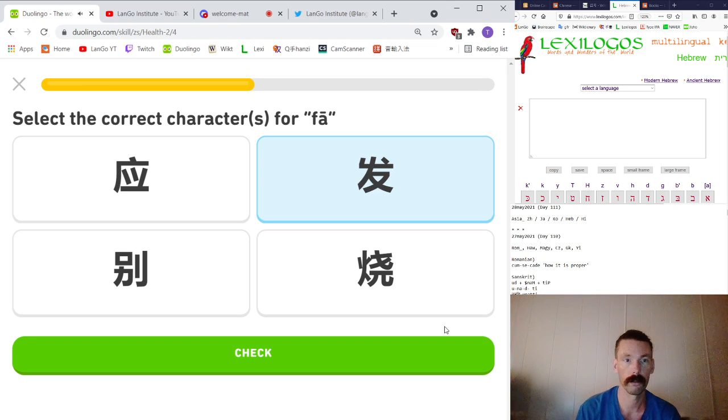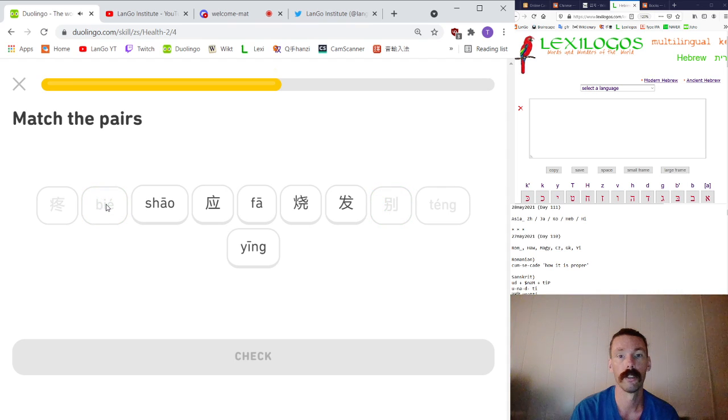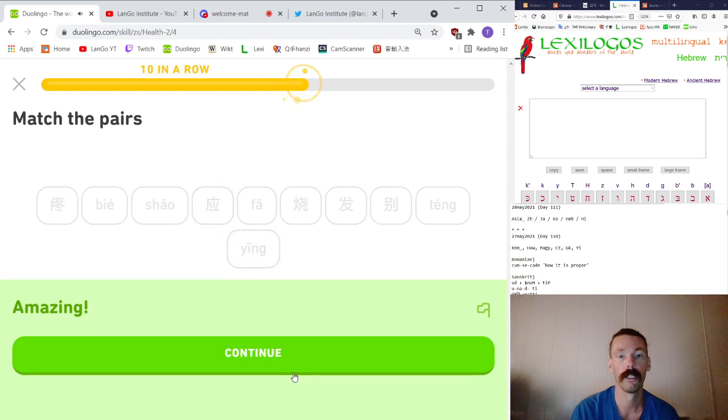Okay, this is 疼, sore, painful. 疼 is a rising tone, 别 also rising. And the rest are first tone words, 烧, 发, 应. Those are high level.